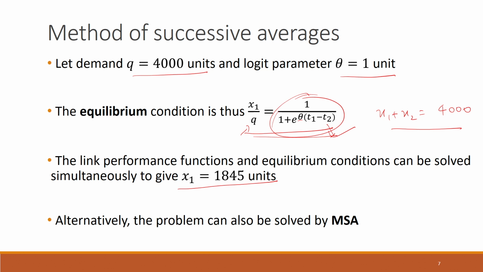Now, this solution that we found was using the equilibrium conditions directly, but if a very complicated network is given, then solving the equilibrium conditions may not be very easy. And that is why we have developed this method of successive averages, which is able to efficiently solve the problem for very complex cases. So, now we will also check what solution we get if we solve the same example using the method of successive averages.